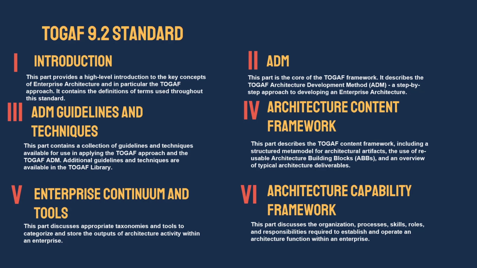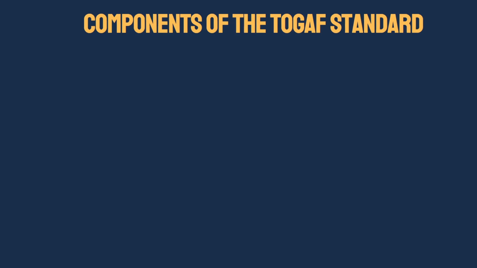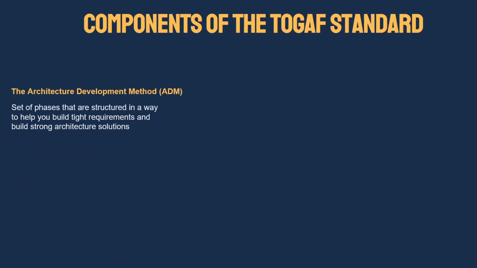Let's explain it once again in a fresh manner. There are multiple components that build up the standard. Let's talk about a few of them. The first is the Architecture Development Method, or what we refer to as the ADM. It is a set of phases structured in a way to help you build tight requirements and a strong architecture solution, and make sure that people don't get mad at you when you are halfway through. Through planning, it stops you from wasting time.